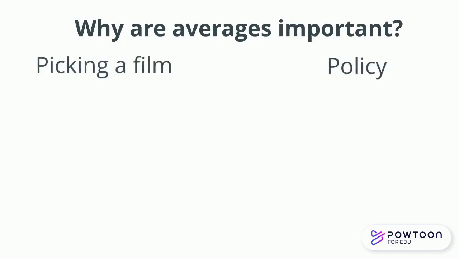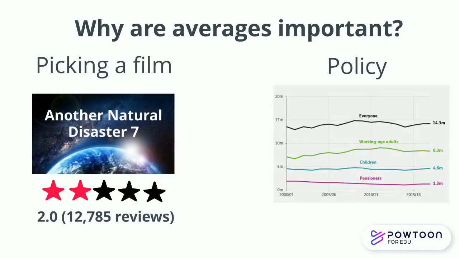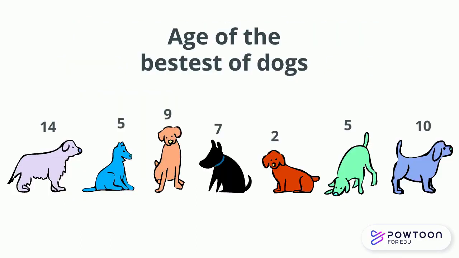Measures of central tendency are really important and are used all the time in society. From picking a film where we'll look at an average user rating, to policy making where key concepts like the poverty line will be based on an average. So let's do a quick school recap by running through the mean, median and mode using the ages of some very good boys as our data.